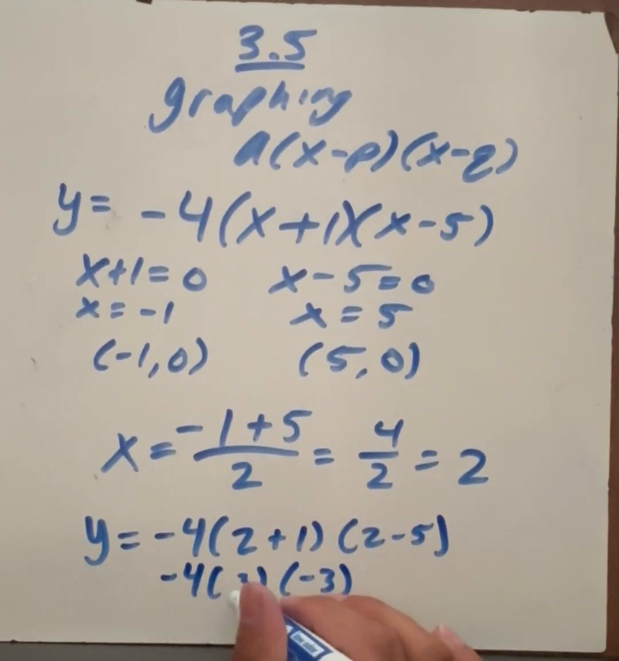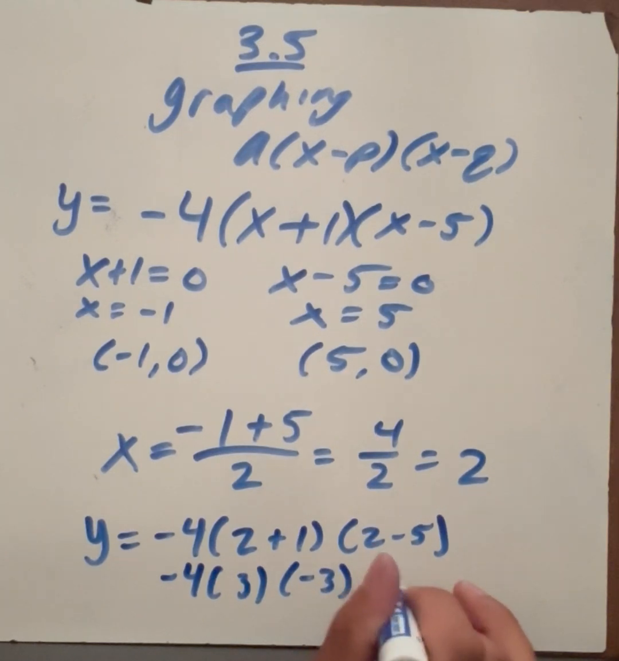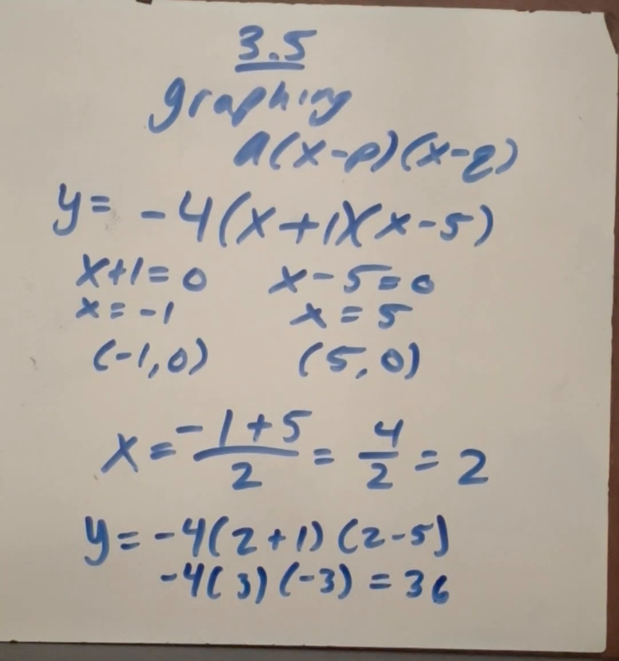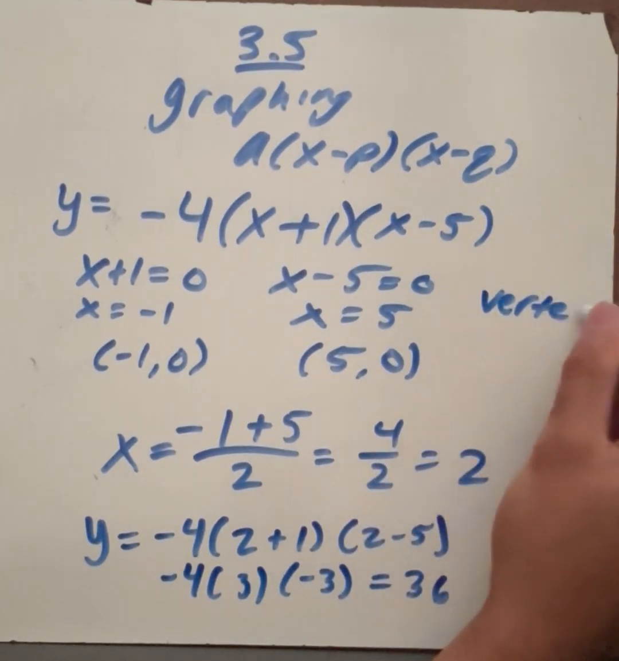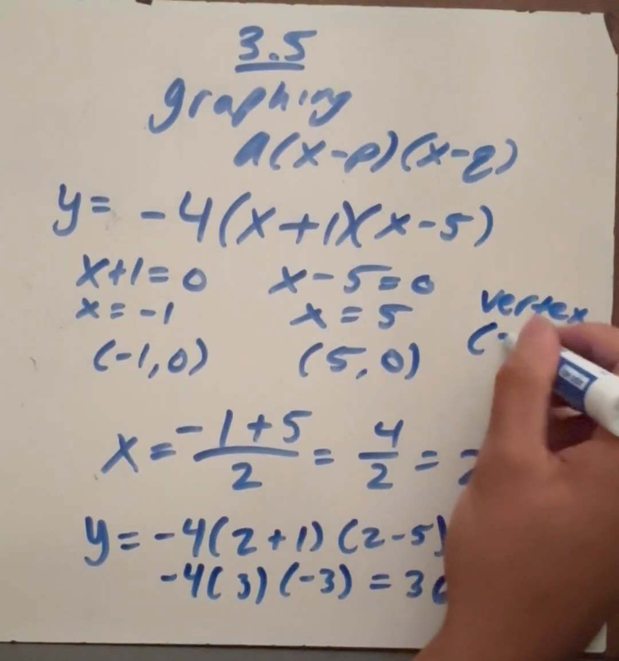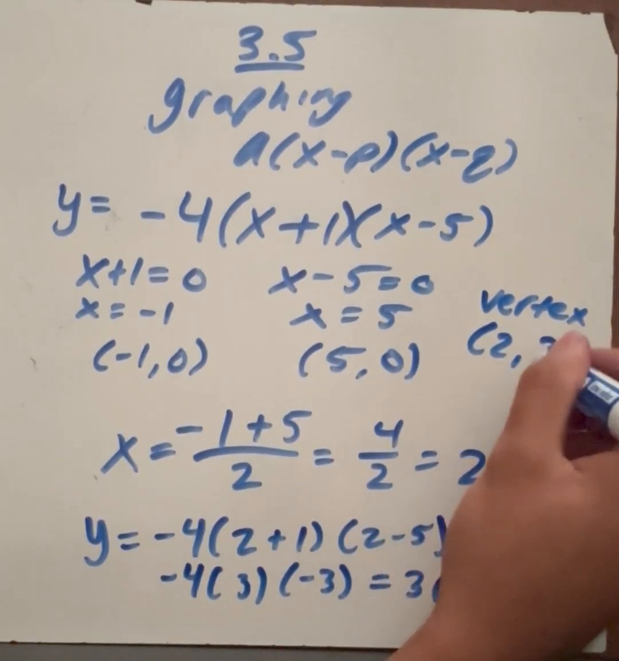So negative 4 times 3 is negative 12. Negative 12 times negative 3 is positive 36. So we get a y of positive 36. So our vertex is 2, comma 36.